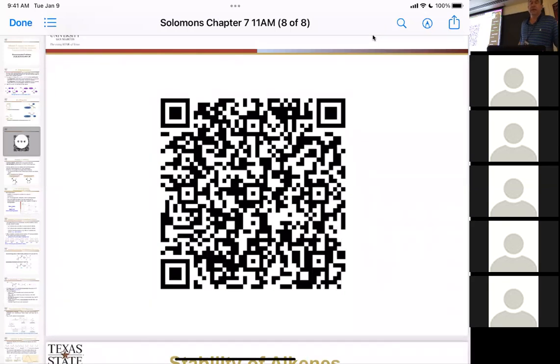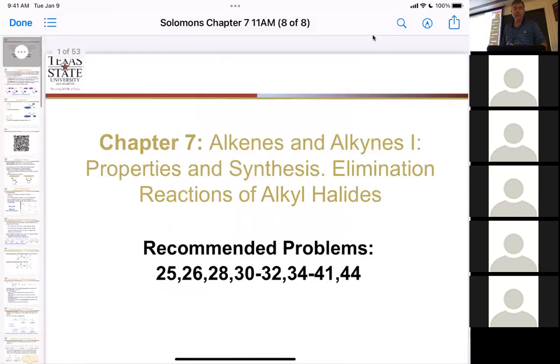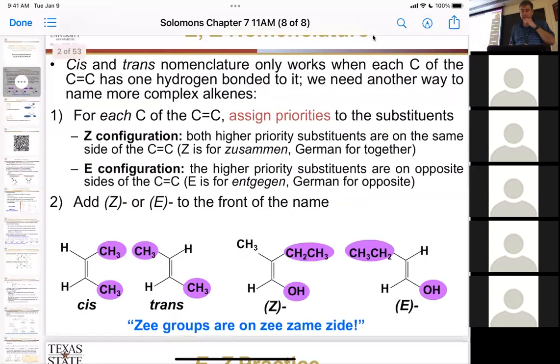All right, so chapter 7 is a continuation of what we were just talking about. We're going to talk about those elimination reactions. We're going to dig into them and get some rules as to which one is the primary thing that is going to form. But let's first start with nomenclature.